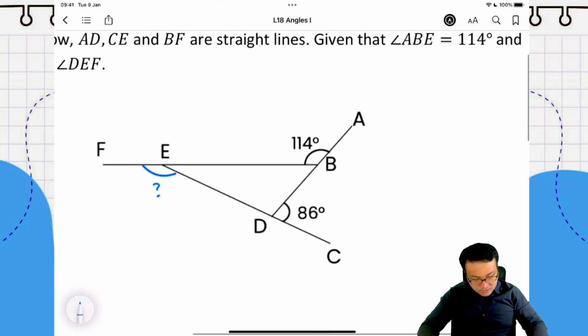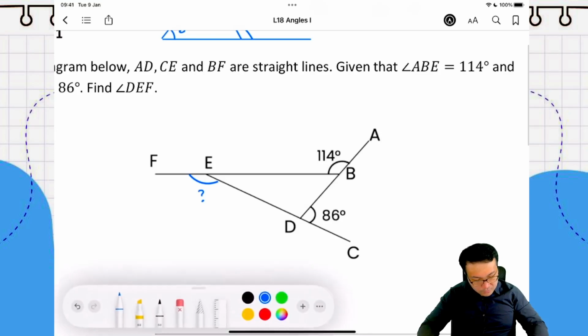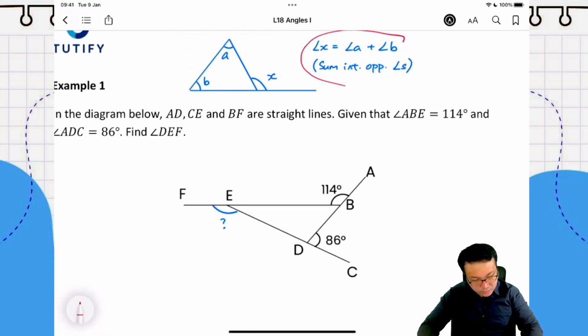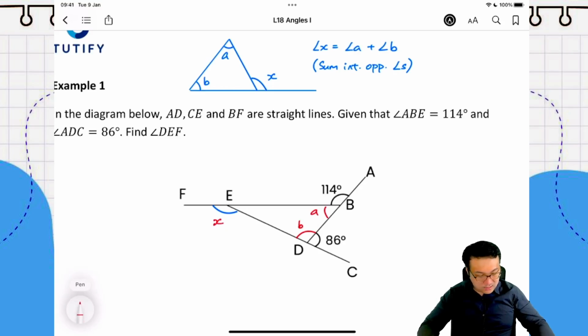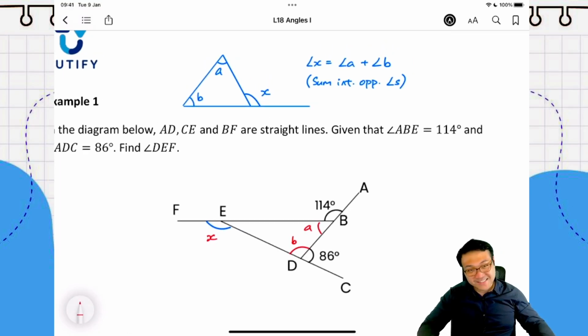So in order to find DEF, if we were to use this rule, that means we need to find the sum of the interior opposite angles. Let's call this A, let's call this B, and let's call this X. X equals A plus B. I know it is upside down, but please try to visualize. So if you want to find angle X, you just need to find angle A plus angle B.